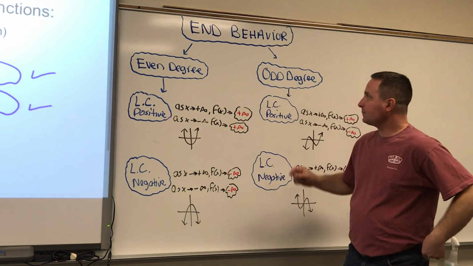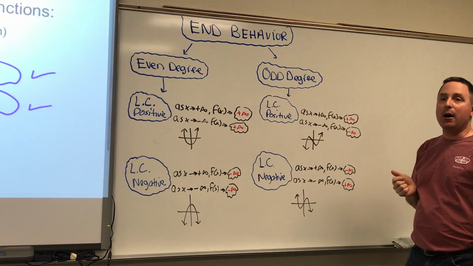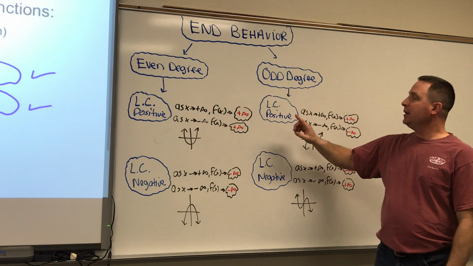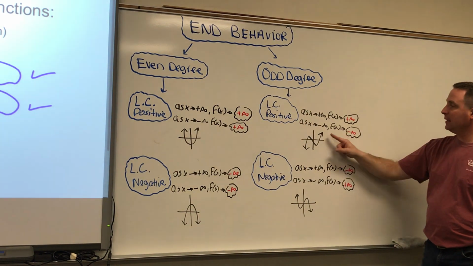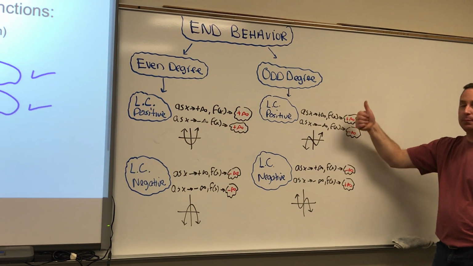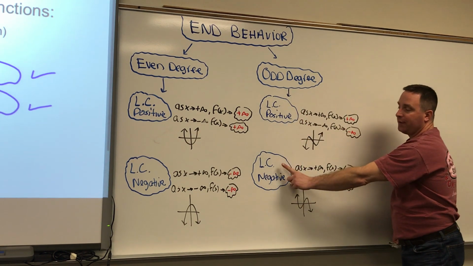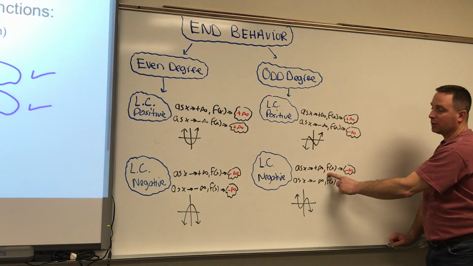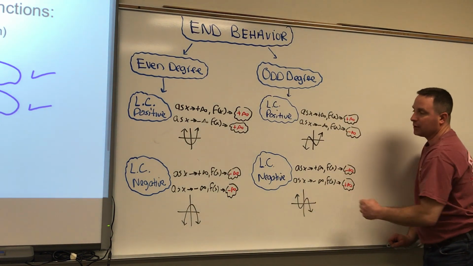Okay? What if the degree is odd? What if it's an x to the 5th power or an x to the 7th power? We look at its leading coefficient, and if it's positive, as I go to the right, as x goes to positive infinity, it goes up to positive infinity, and to the left it goes down. If that leading coefficient is negative, as x goes to the right to positive infinity, it goes down, and as x goes to the left, it goes up.